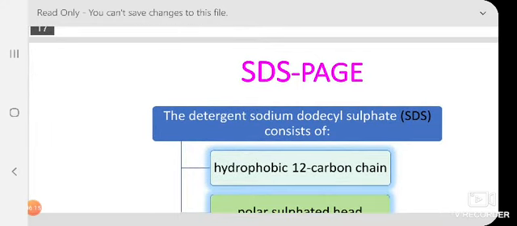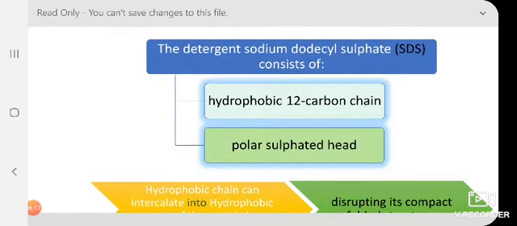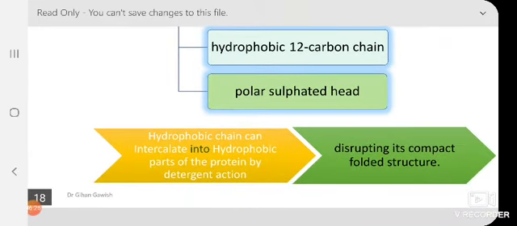The detergent sodium dodecyl sulfate consists of a hydrophobic dodecyl, meaning 12 carbon chain, and a polar sulfated head. Okay, so the hydrophobic chain, meaning this 12 carbon chain, can intercalate into the hydrophobic part of the protein by detergent action, thereby disrupting its compact folded structure.